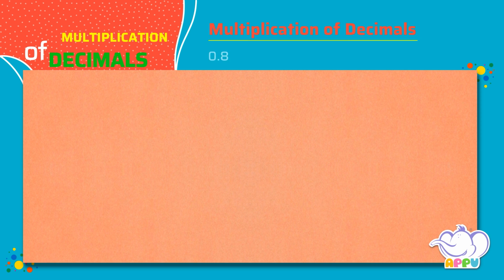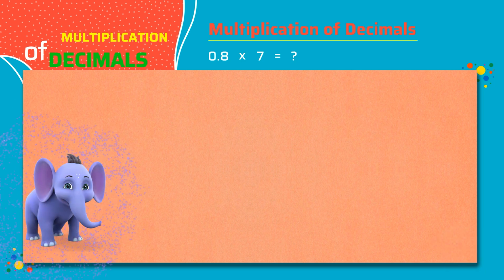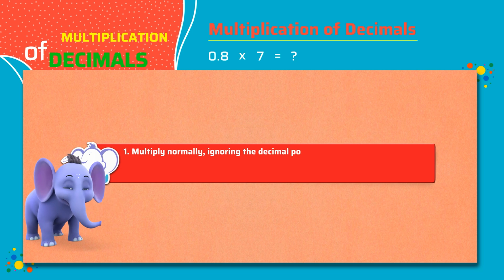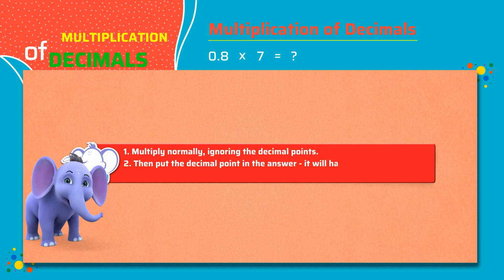What is 0.8 times 7? Multiply normally, ignoring the decimal points. Then put the decimal point in the answer. It will have as many decimal places as the two original numbers combined.